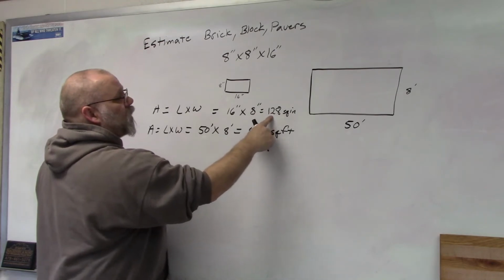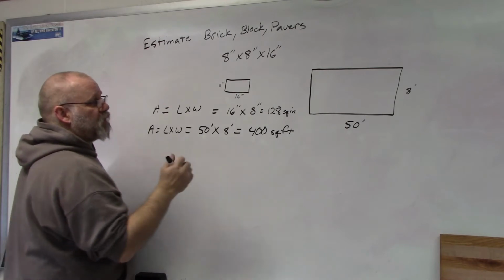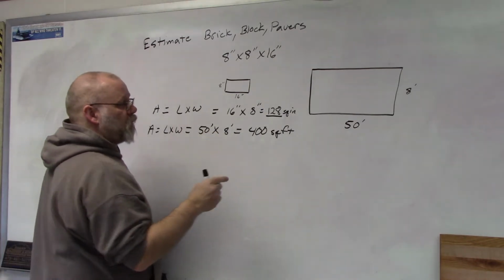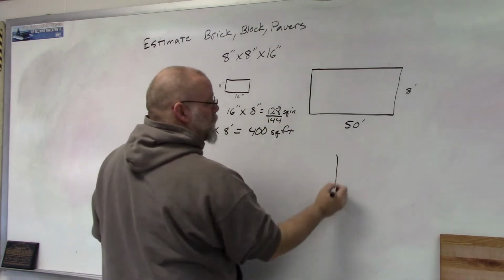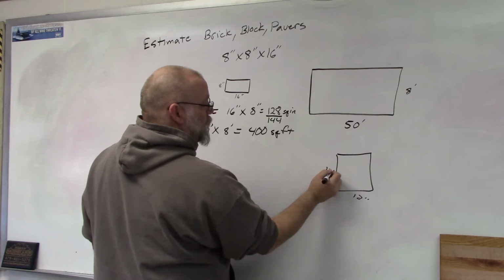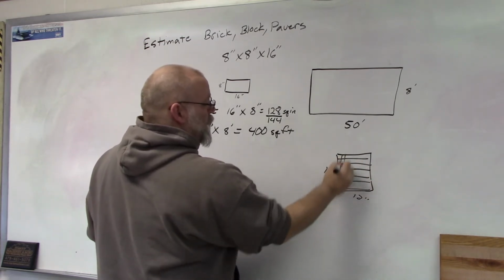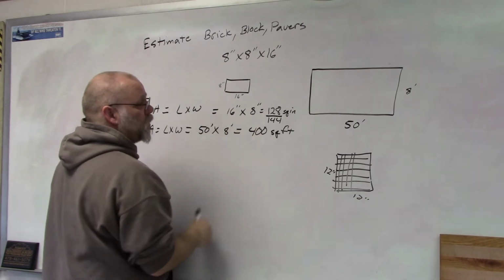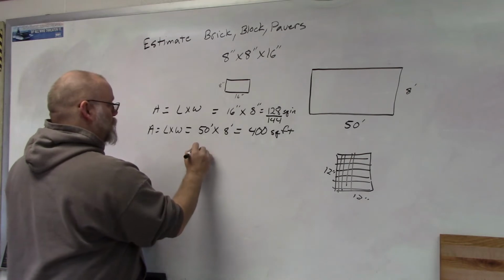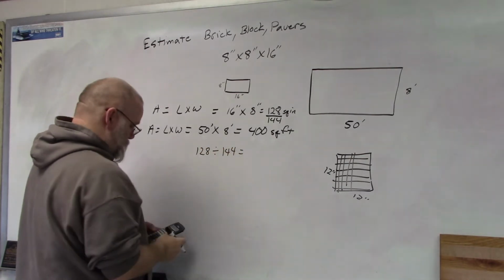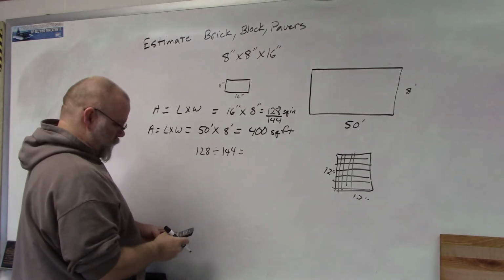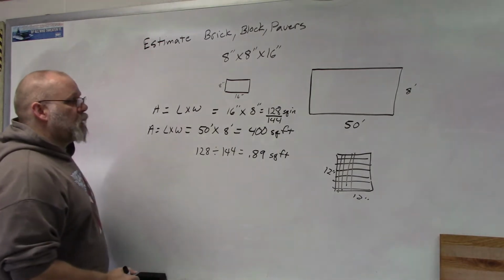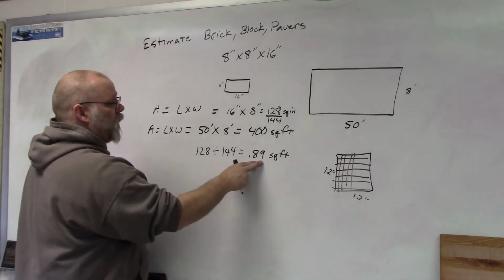To convert this one, 128 square inches, because I want to get into feet, I would divide by 144. The reason I do that is 1 square foot is 12 inches by 12 inches, so it would be divided up into little blocks. So 12 times 12 is 144. So 128 divided by 144 gives me 0.89 square feet. All right, so each cinder block is going to cover 0.89 square feet.